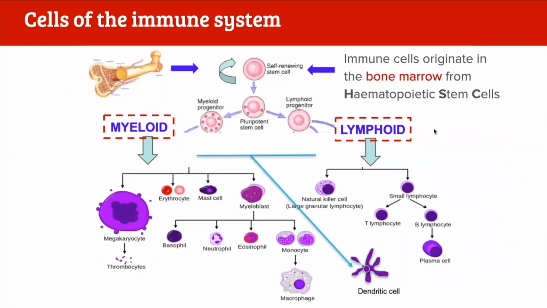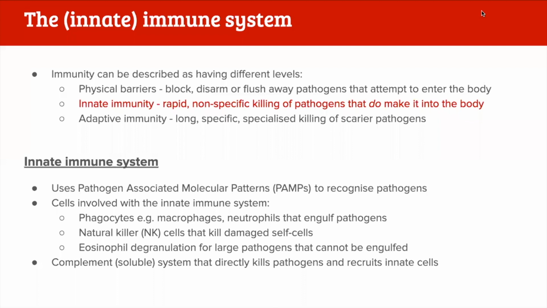Okay, so your cells of the immune system all originate in the bone marrow from hematopoietic stem cells, okay, so HSCs. You can just study this diagram here. You've got your stem cells in bone marrow, and then they will either become myeloid cells or lymphoid cells. These are your group of myeloid cells, these are your group of lymphoid cells. Okay, so your innate immune system.